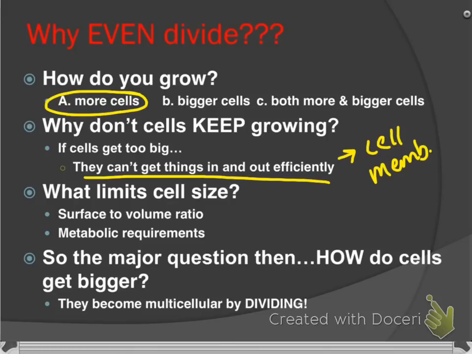There are also some limits to cell size. So you have your surface to volume ratio, which if you're in some math classes, you may have talked about this. Basically, this just means that it's as close to a 1-to-1 as possible, so the amount of surface is close to the volume inside of the cell. And then metabolic requirements. Your metabolism is how you break down the food you eat. Same thing with a cell. Metabolic requirements are how the cell breaks down everything it takes in. So the major question here and the whole point of mitosis is how do cells get bigger? And that is by dividing.